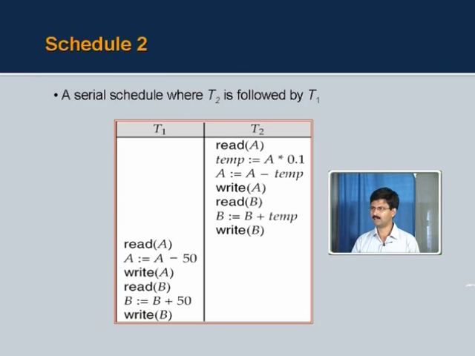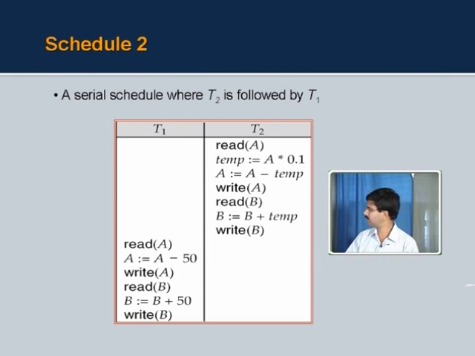In this particular schedule, what has happened? This transaction has read A, multiplied it by, subtracted 10% from A, and added it to B, and written B back. And then this fellow started and read A, removed 50 from A, and added 50 to B. So there are two transactions, which are both operating on the same A and B. But the schedule shows that this guy ran first, then this guy ran.